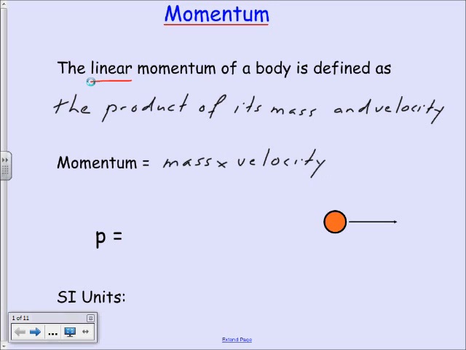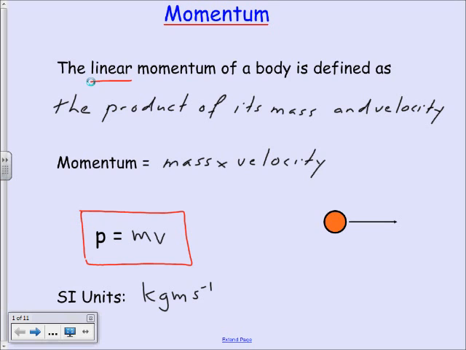Writing that in symbol form, the symbol that we use for momentum is a small letter p, so you'll need to get used to that. Little p equals mv. The SI units: mass measured in kilograms, velocity measured in meters per second, and we leave it like that.